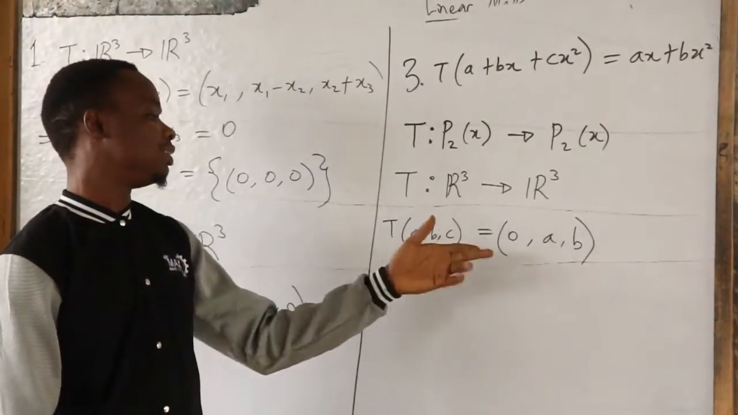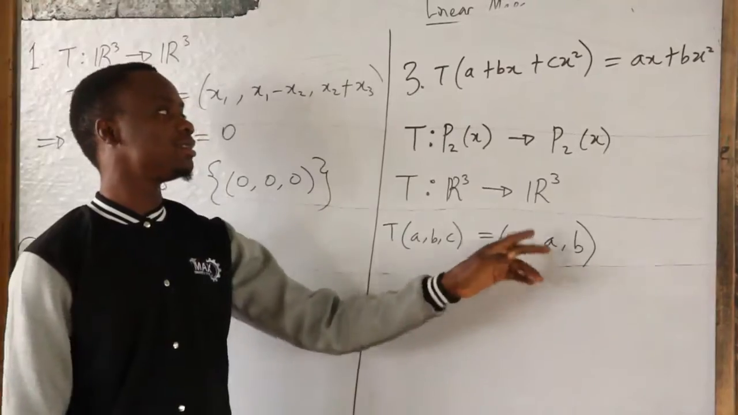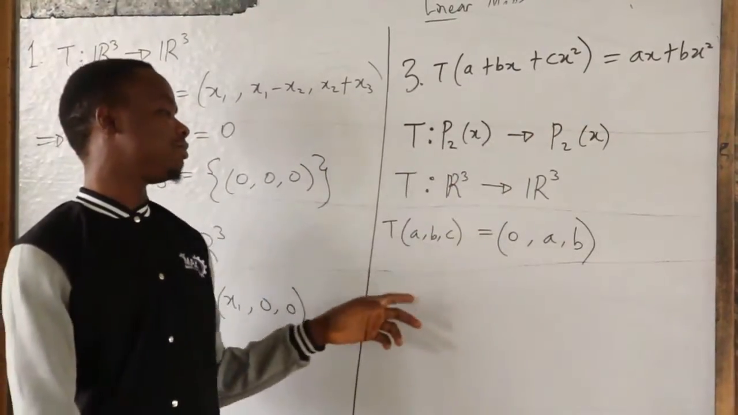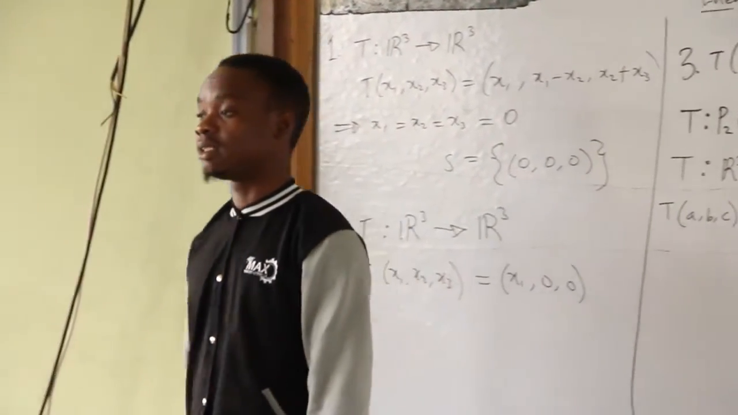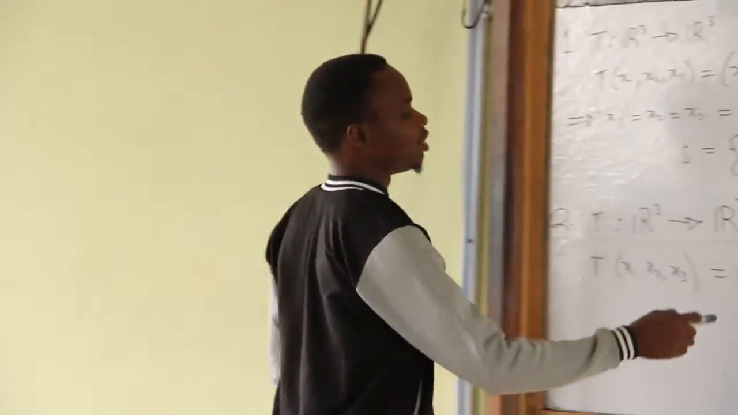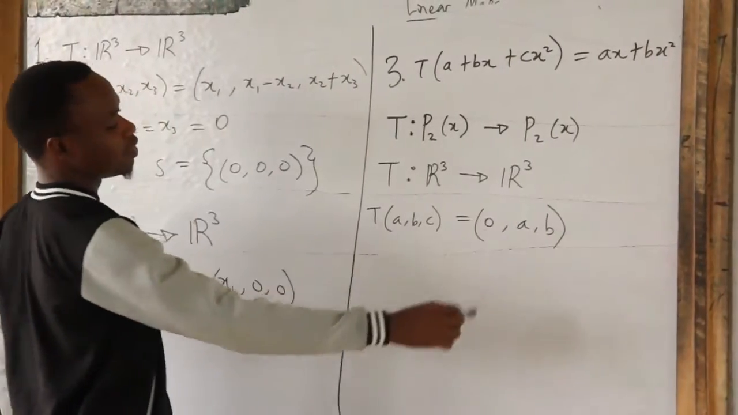Alright, so I can deal with this as this transformation. Whatever you get from this transformation is the same. So I believe everybody can deal with it. You have T of A, B, C equal to 0, A, B. Then find out what the kernel of T is and find the basis for it. Is it clear? So go ahead.